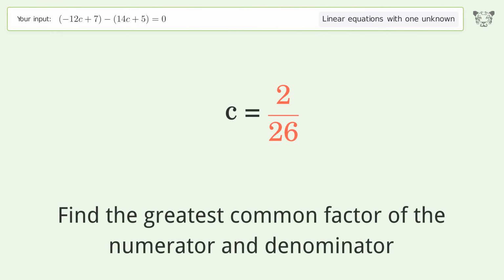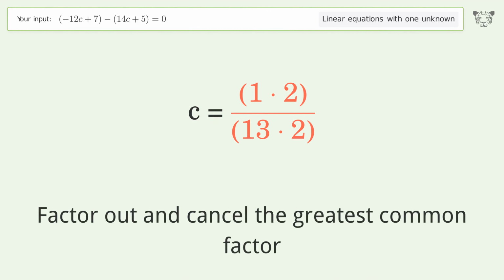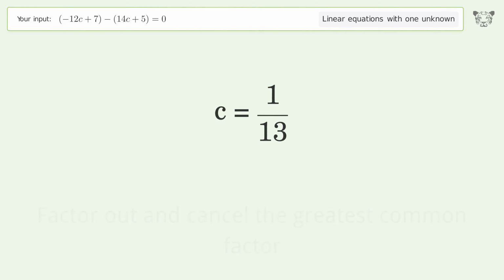Find the greatest common factor of the numerator and denominator. Factor out and cancel the greatest common factor. And so the final result is c equals 1/13.